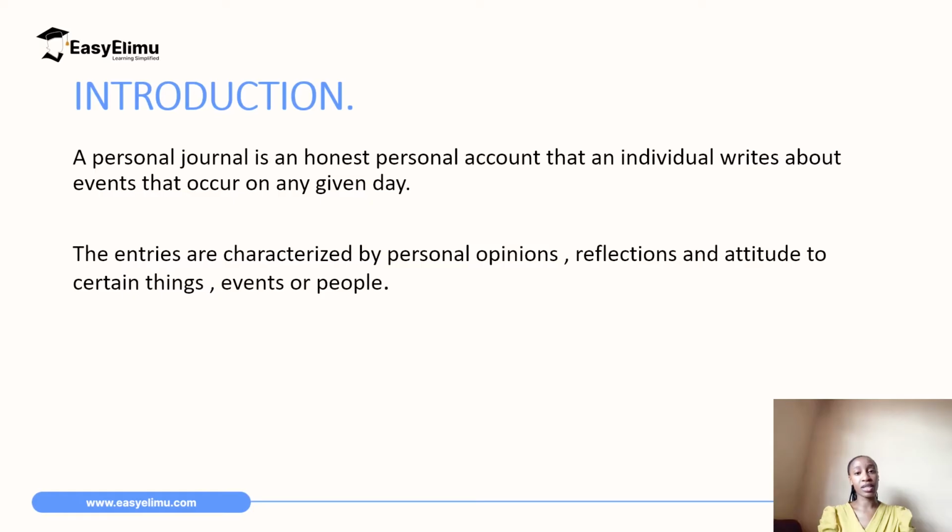So before we get into it, it's important to know what a personal journal is. It is an honest personal account that you, as an individual, write down about events that occur on a certain day. Your entries are characterized by your personal opinions, reflections, and attitude to certain things, events, or people. So you can journal about anything.